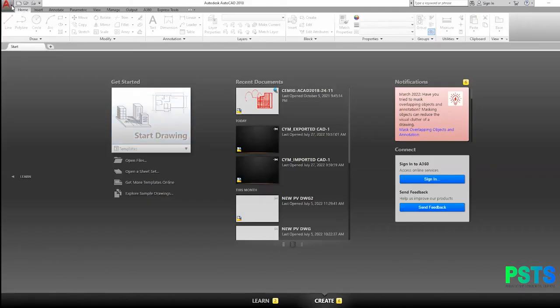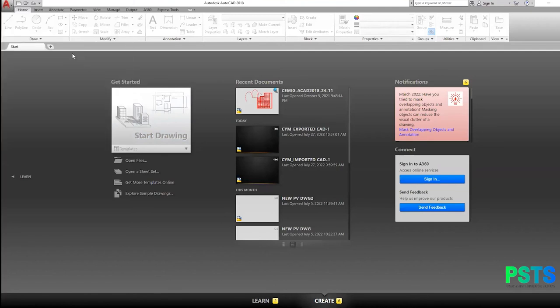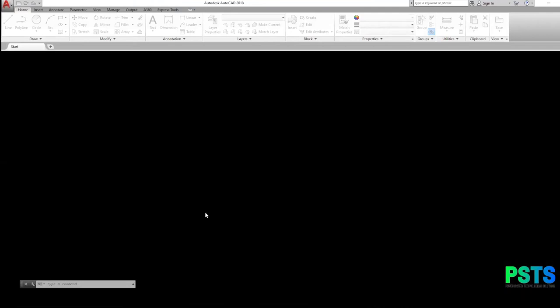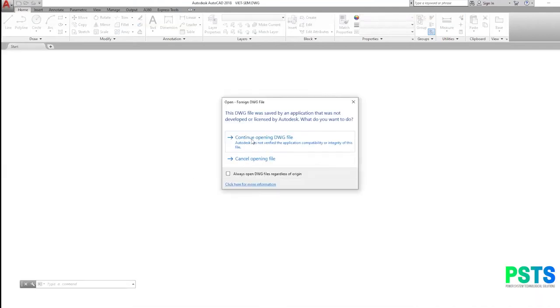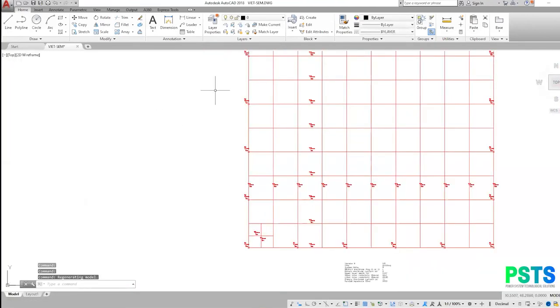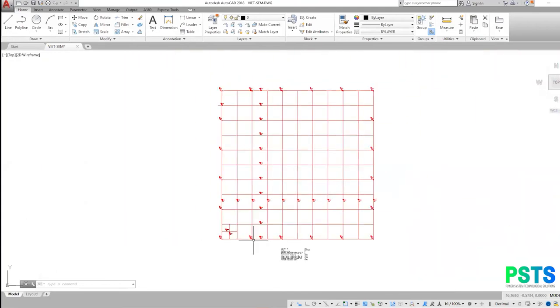I go here, file, open, drawing from existing file. I go to CYMGRD AutoCAD and I call it VIET. I think it's this one. Continue opening, and there you go. This is exactly the grid I created. You have all your rods and so on. There's a special layer that you have to use in CYMGRD, which comes with the primary layers and so on.